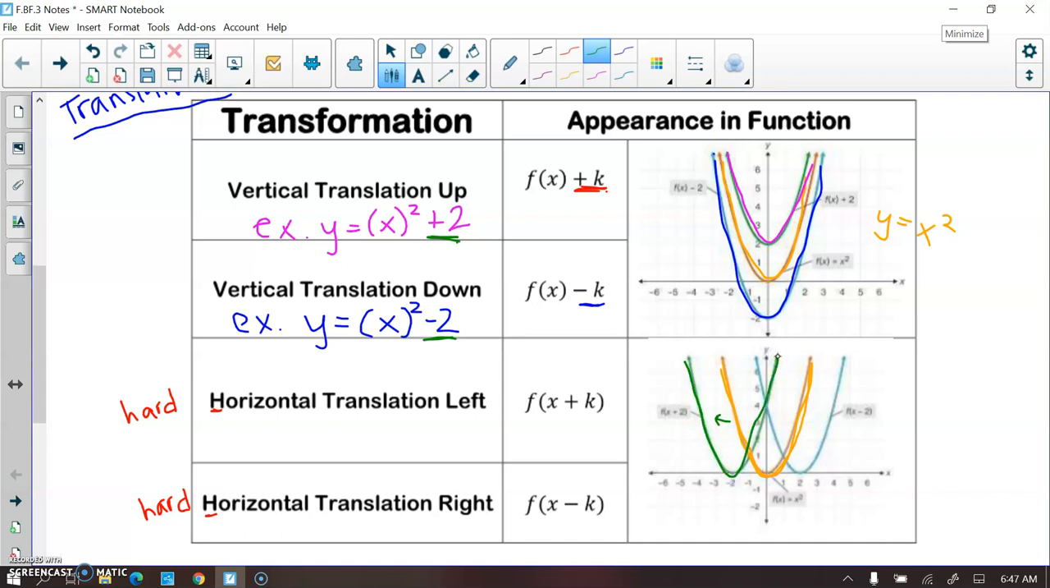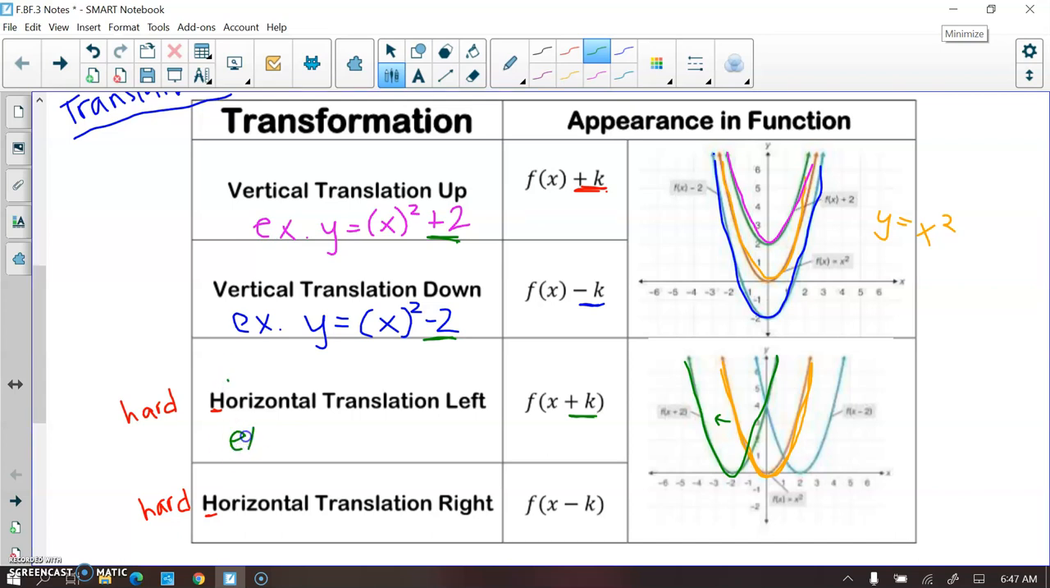Actually, it looks like I'm taking my yellow graph and moving it over towards the negative values. However, for a translation left, we write a plus k on the inside of our function. So it's the opposite of what would make sense. It looks like we're going towards the negative values, but we're really going to add k onto the inside of our function.